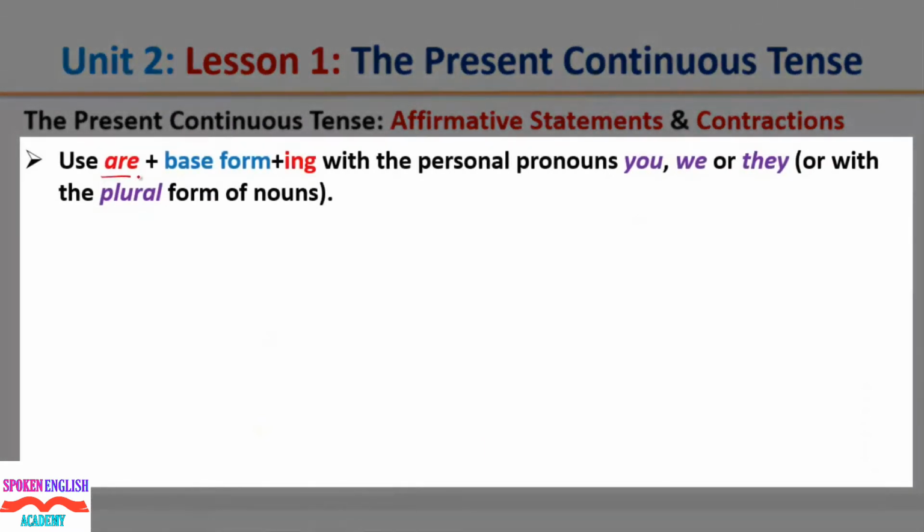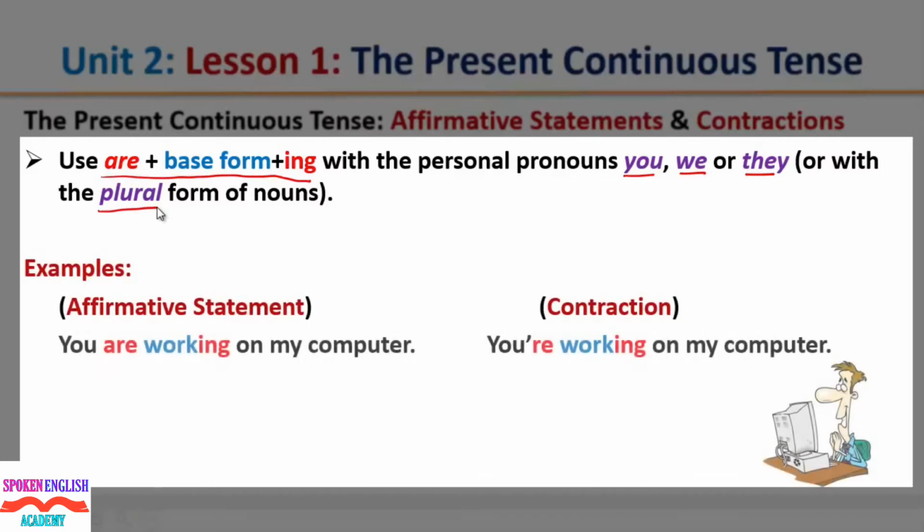Use are plus base form plus ing with the personal pronouns you, we, they, or the plural form of nouns. Examples: you are working on my computer. Notice after you we use are plus base form plus ing. This is the present continuous tense. The contracted form, you're working on my computer.